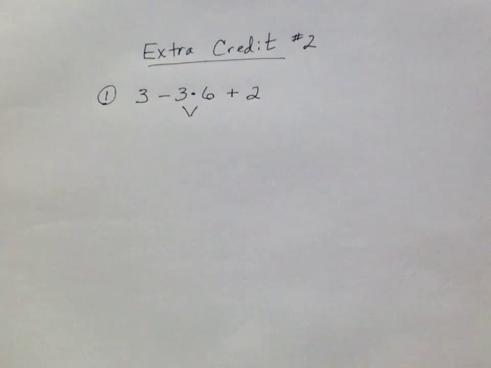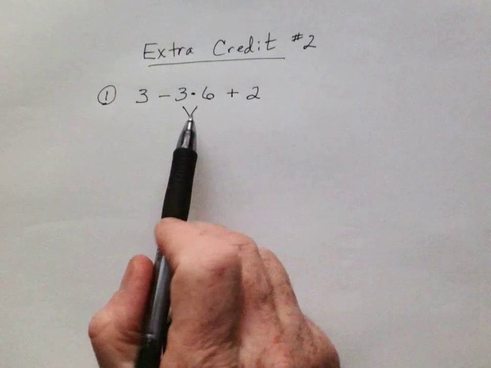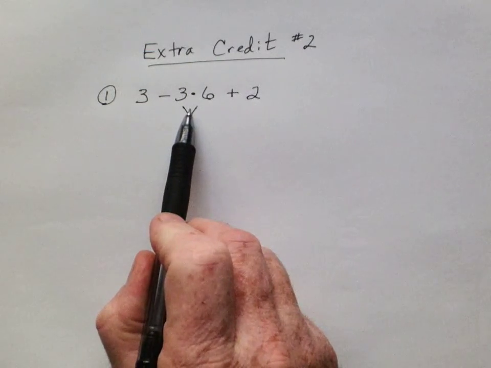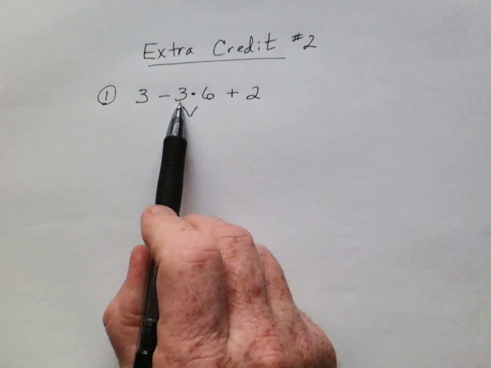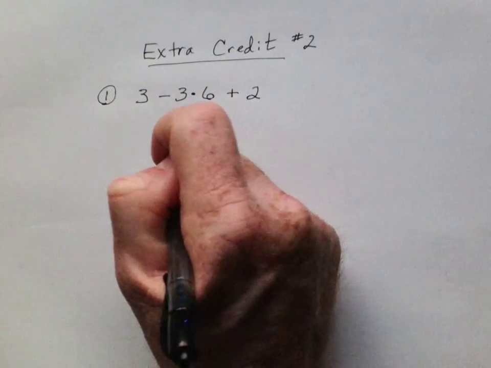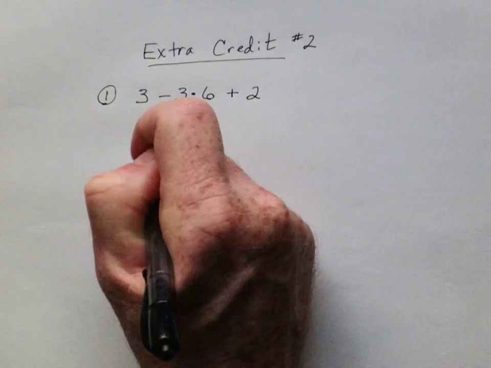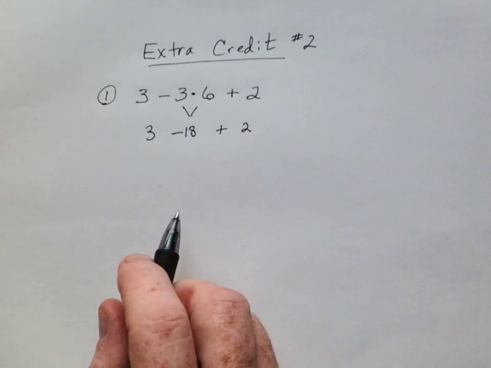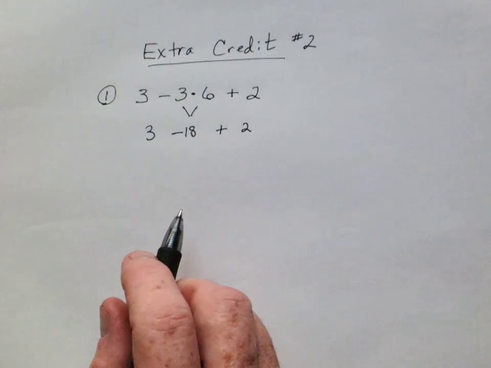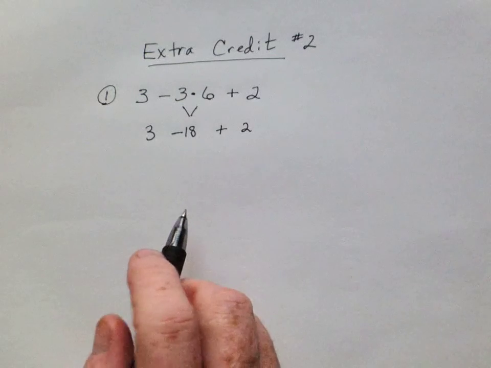Well, it's time for some more extra credit. This problem here, we need to do order of operations. And so we need to do this multiplication first. So this is going to be a -3 times 6, which is -18. And then I'm just going to recopy the other two guys. And then we can do addition and subtraction as we go from left to right.